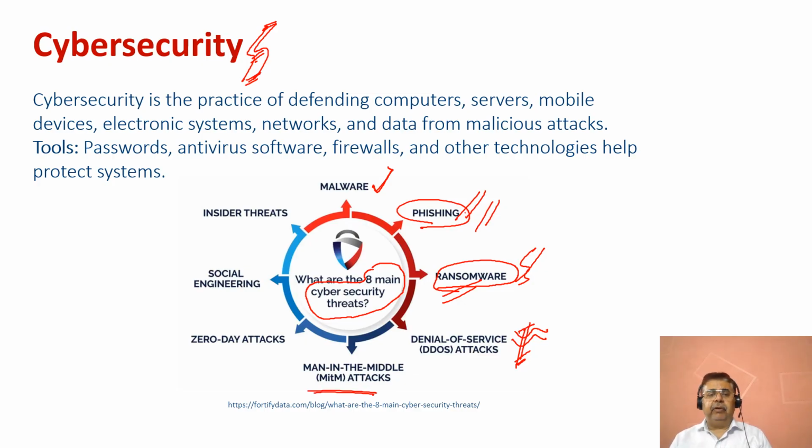Then we have man in the middle. When you transmit data, hackers will intercept it and take that information. Hackers intercept your data during transfer. You can avoid it by using a VPN, avoiding public Wi-Fi, and going only to secure websites.